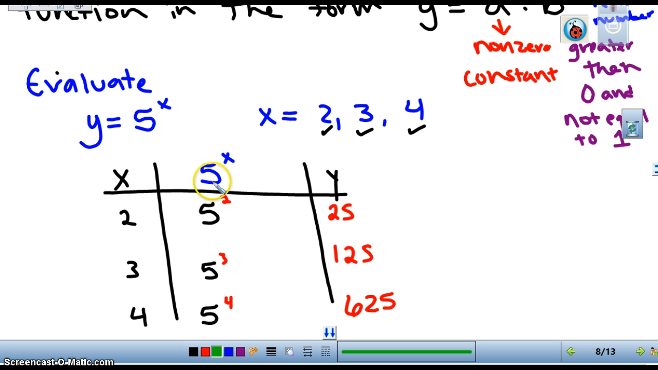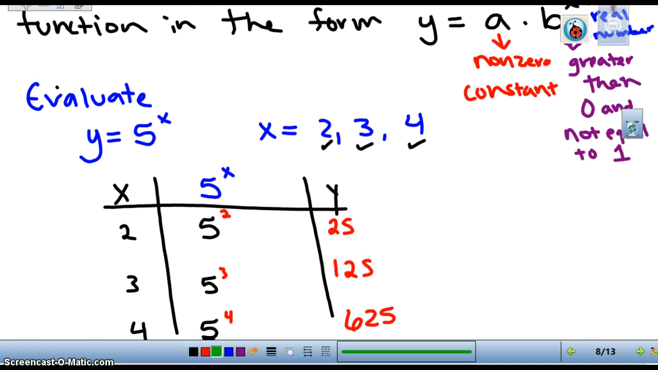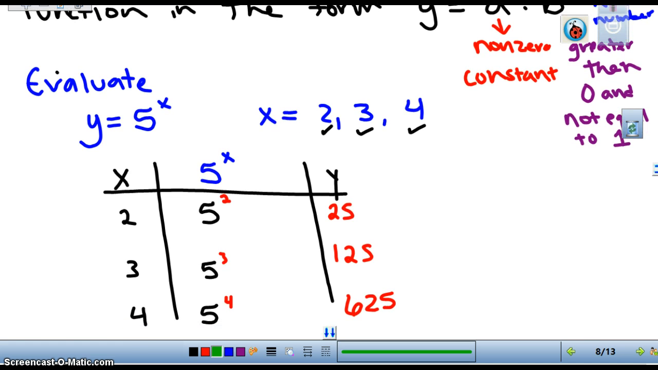Now, no, not in this case. That means a in this case would be what? 0, 1. Or maybe b is 1.